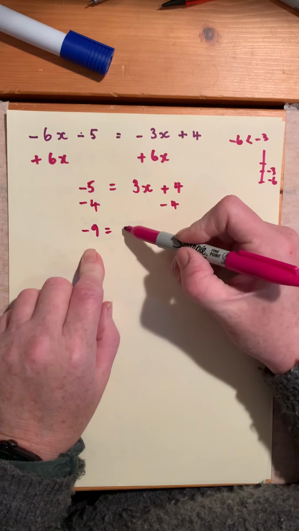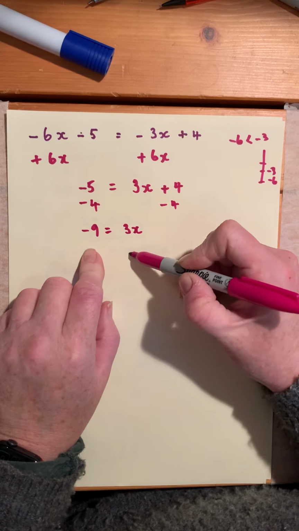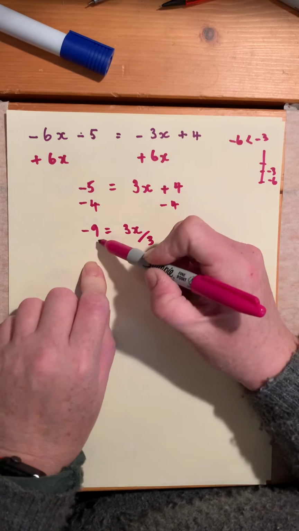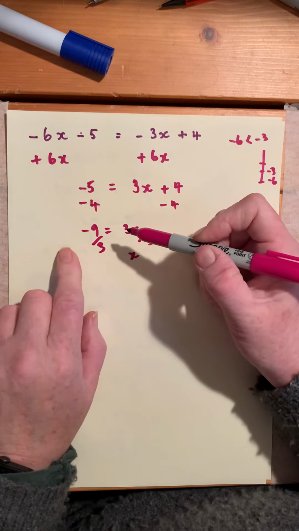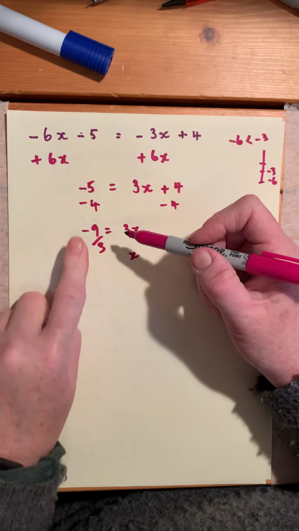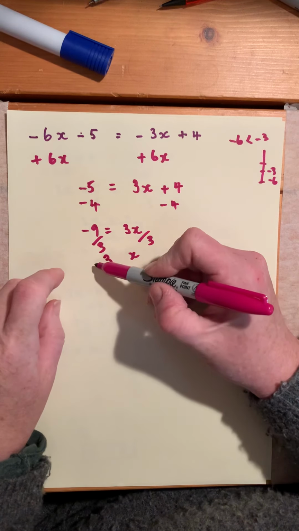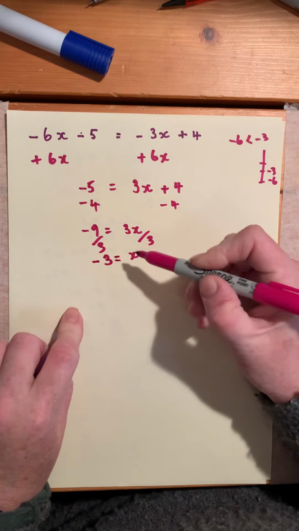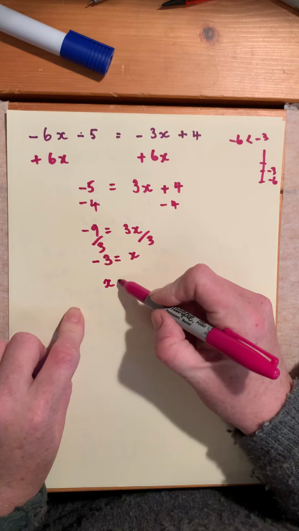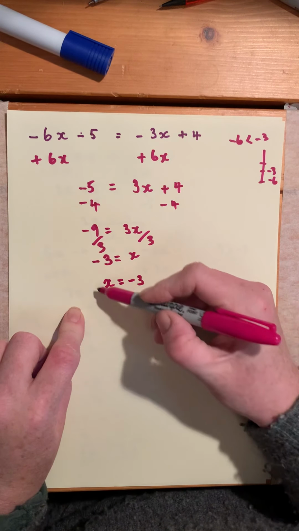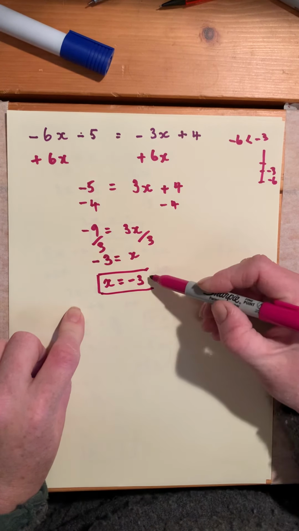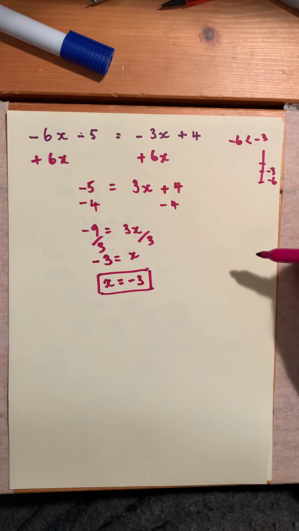Over on this side, I'm left with 3x. To get to x, I've got to divide by 3. So I do that to both sides. Now, negative 9 divided by 3. 9 divided by 3 is 3. A negative divided by a positive is a negative. So x is equal to negative 3. And right, let's write it properly. x equals negative 3.